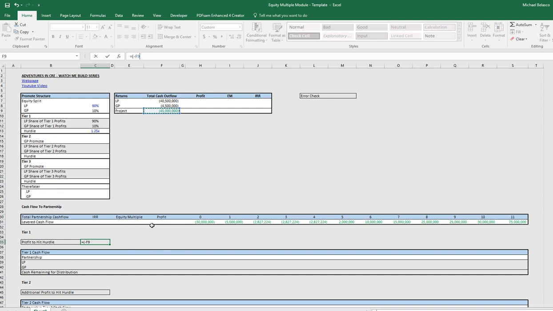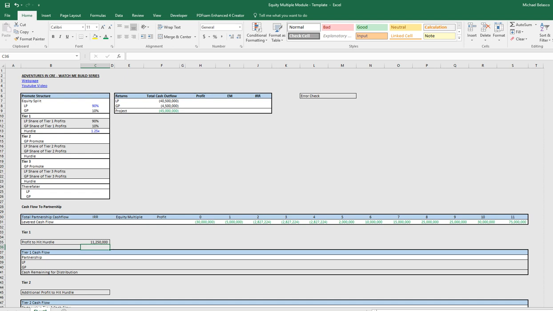So it's basically equals beginning parentheses negative F9, or negative total project costs, times the equity multiple, plus F9. So what this is saying is that we need, in addition to getting our $45 million back, $11,250,000 of additional profit for the partners to hit a 1.25 equity multiple.